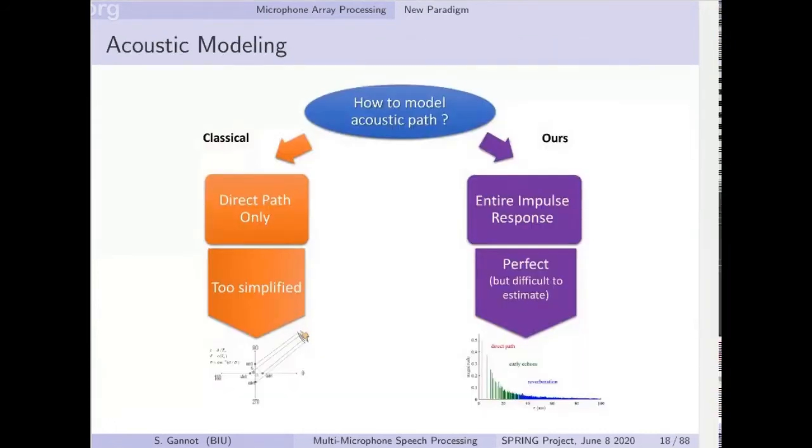So in general, the classical paradigm takes into account the direct path only, in the orange left arm of this figure, and in purple we have beamformers that are trying to utilize the entire impulse response. I would say that we are willing to compromise and use a major part of the impulse response and not the entire one, but still we want to use much more reflection than only the direct path. So this is our paradigm, which we'll discuss in this talk and also in the project.